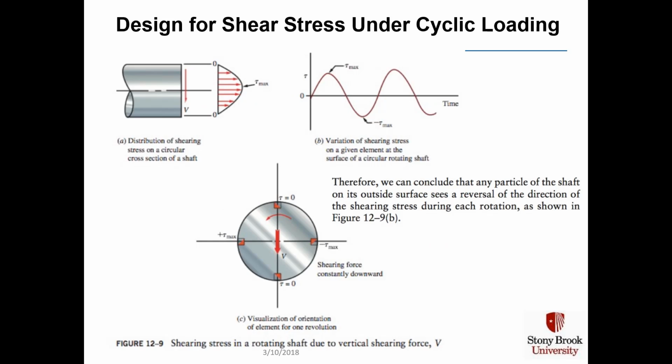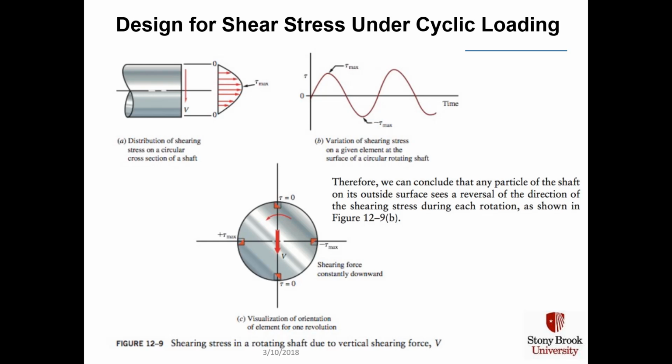When we take a look at our design for shear stress under cyclical load, the best way to think about it is in the upper left corner: you've got your basic shear stress diagram showing what it would be in a static case, where the shear stress is maximized in the middle and tends to go to 0 on the outside. But then you've got to remember that the shaft is rotating and that the actual shear is not really constant.